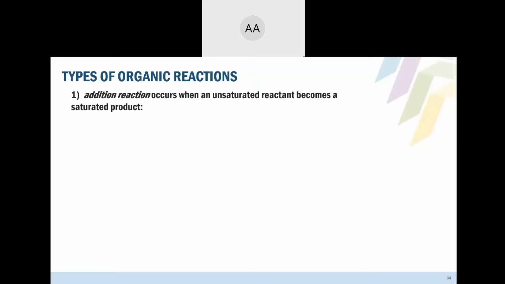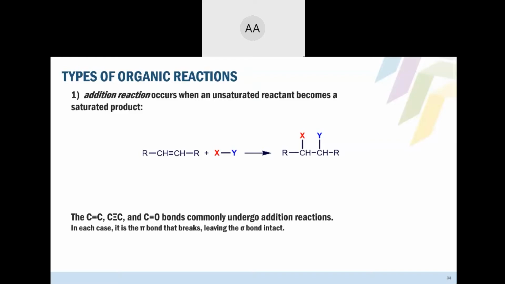Let's have a look at an example. So you can see that we have an unsaturated alkene going through a reaction to become saturated. That means no double bonds. Addition reactions. So we're adding functional groups to our molecule. The carbon double bond, the carbon triple bond, and the carbon oxygen double bond commonly undergo addition reactions. So they are good to remember in your revision of Cycle 3 chemistry. In each case, it is the double bond or the triple bond that breaks, leaving the chain intact.